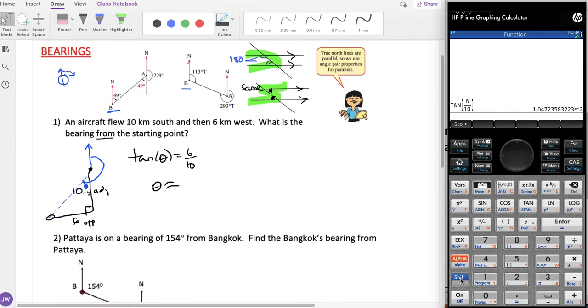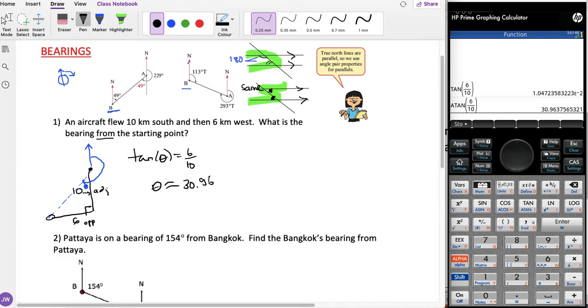Oh, I pressed 10. Sorry, apologies. Arctan. See, this would have been a very tiny number, and that doesn't make any sense for my angle. Sometimes mistakes are good learning opportunities, right? Well, always. Okay, so our angle is 30.96. Now be careful, that's not our bearing, that's just this angle right here. So perhaps now you see how to do that.